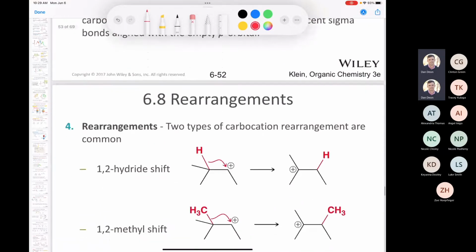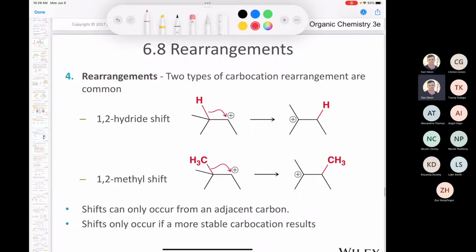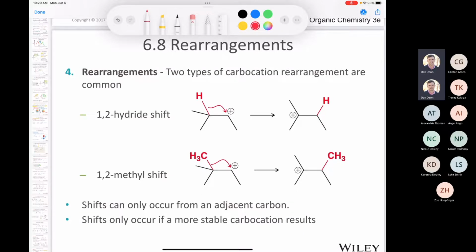So what's this whole idea of rearrangements? Well, here's the answer. If a carbocation can undergo a rearrangement to become more stable, it will do it. Check this out. There are 2 types of carbocation rearrangements that we're concerned with in Chemistry 3101. The first one is what's called a hydride shift. Now remember, a hydride is a hydrogen with a lone pair. So this is a hydride, whereas if you have H+, that's a proton. Those are 2 different things. A proton has no electrons, but a hydride has a pair of electrons.